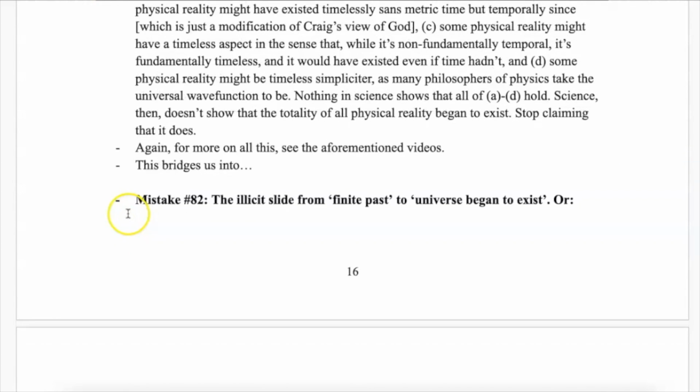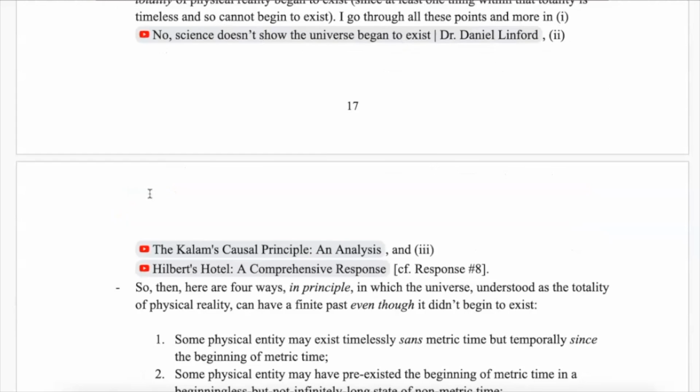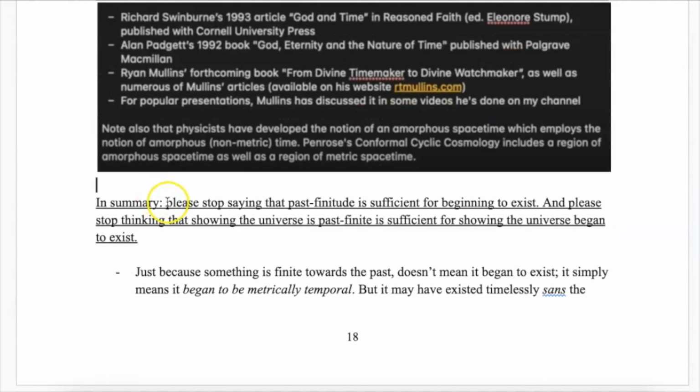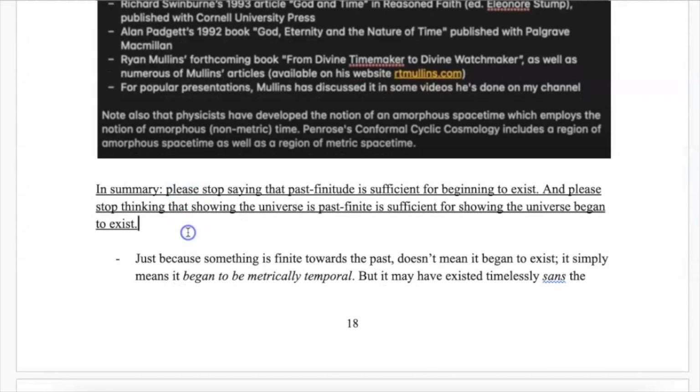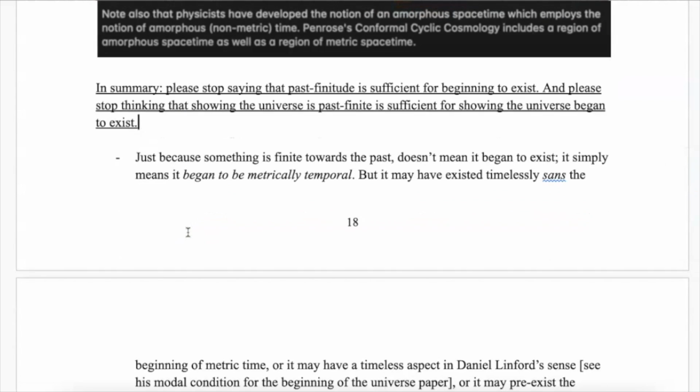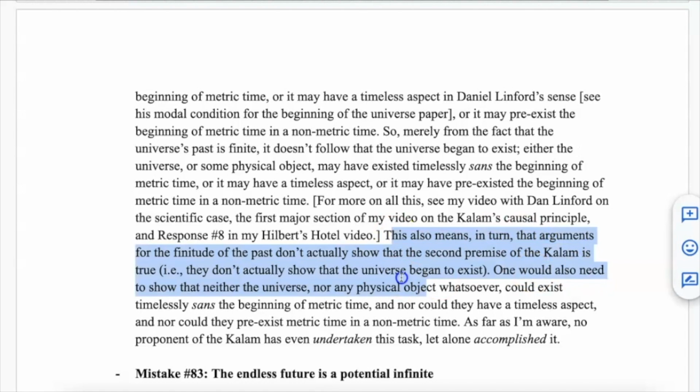So, then, to summarize this 80-second mistake, I'm just going to enjoin you to please stop saying that past finitude is sufficient for beginning to exist, and please stop thinking that showing that the universe is past finite is sufficient for showing that the universe began to exist. Just because something is finite towards the past doesn't mean that it began to exist. And again, all this means that arguments for the finitude of the past don't actually show the second premise of the Kalam, right? They don't actually show that the universe began to exist.